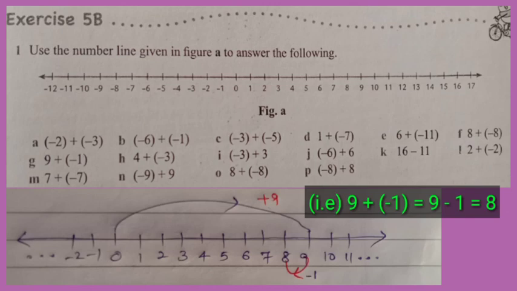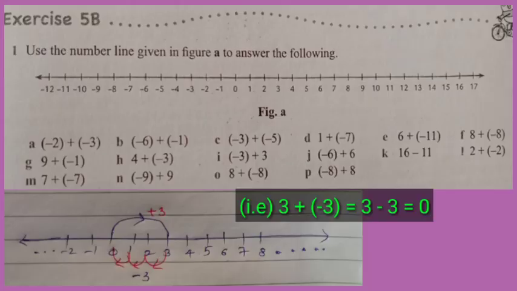(g) represents 9 plus minus 1. Use the number line. If we want to add minus 1 to 9, we start from 0 and move 9 units to the right to get 9. Then we move 1 unit to the left starting from 9 to add minus 1 and reach the final position denoted by 8. Thus 9 plus minus 1 equals 8.